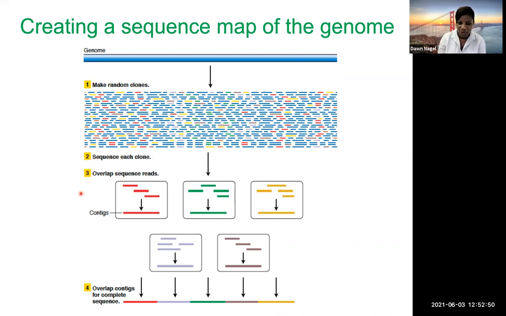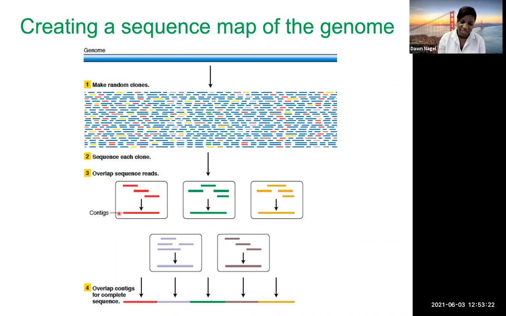And to do that, one of the first things that you will do is create what we refer to as contigs, right? And contigs is just a set of clones that are contiguous, right? So they're not interrupted. So you create these contigs for different pieces. And once you have these contigs, then you will look at the contigs and try to align them.